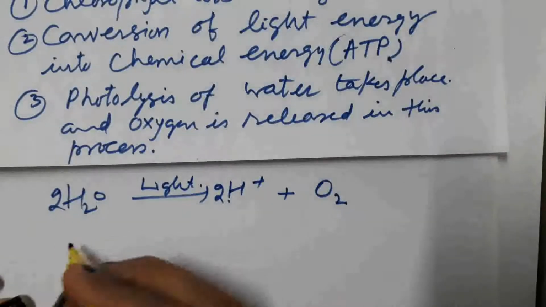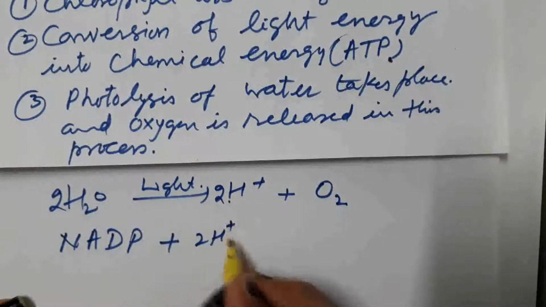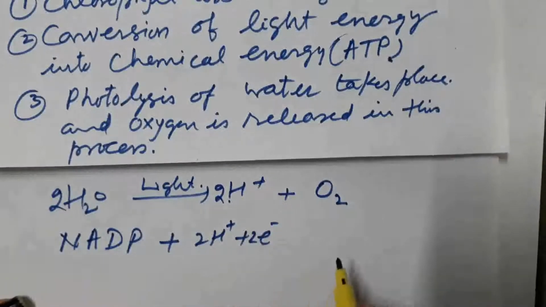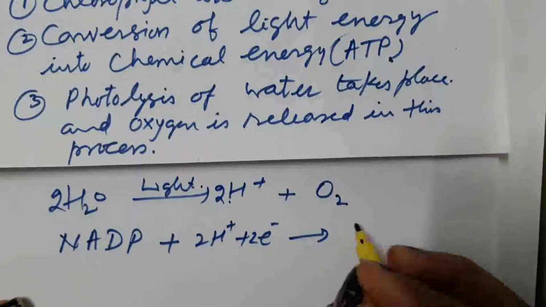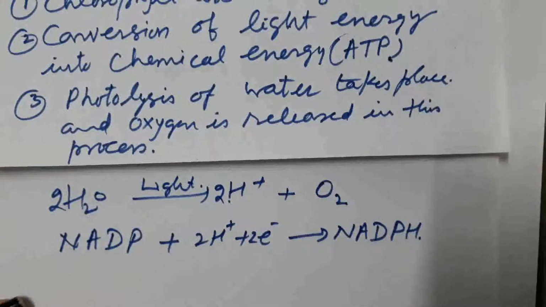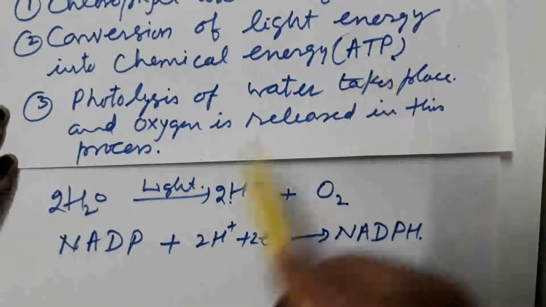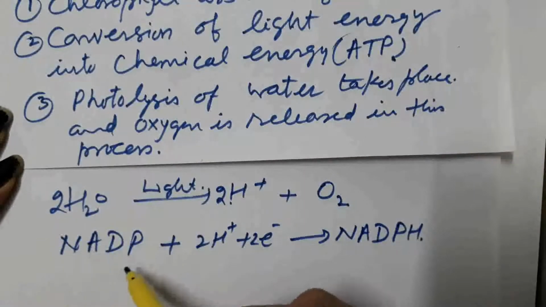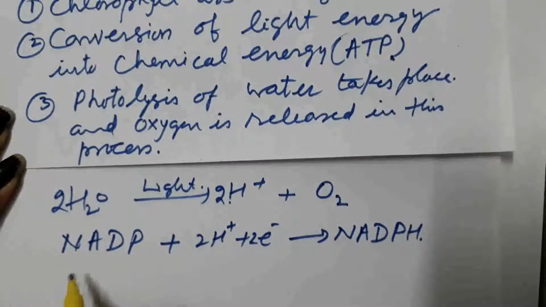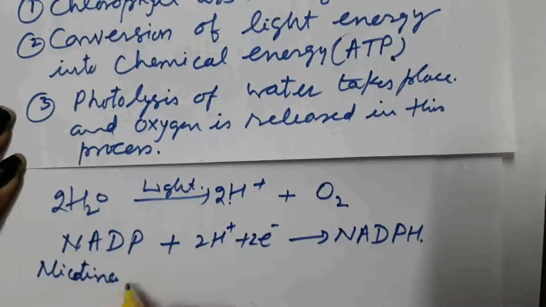These hydrogen ions are combined with NADP along with electrons. And what is produced? NADPH is produced in this reaction. ATP is adenosine triphosphate. And what is the full form of NADP? Nicotinamide adenine dinucleotide phosphate.